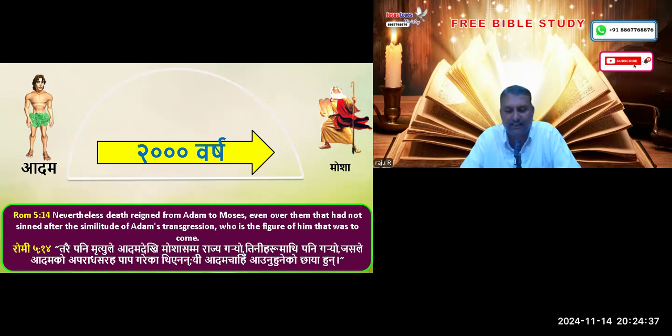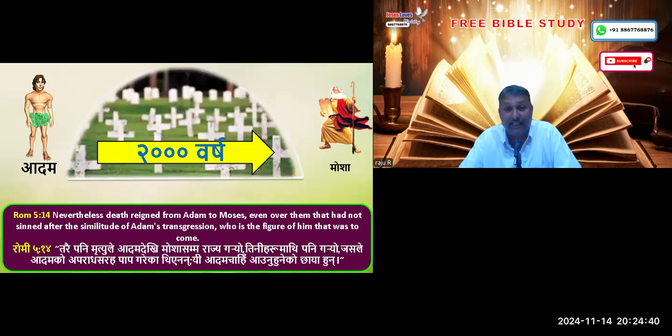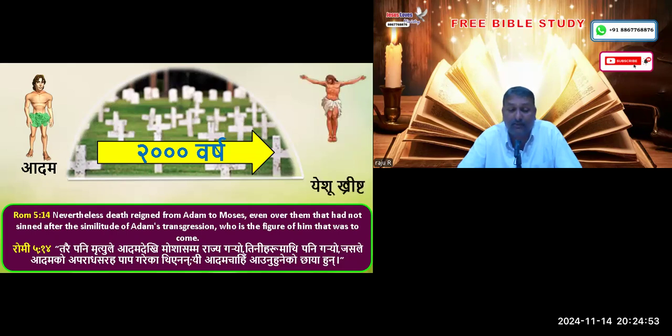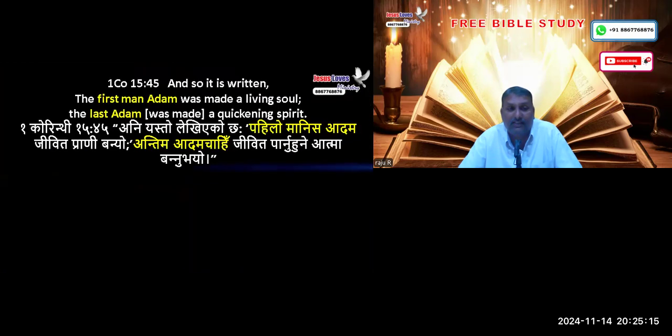So this verse clearly says that everybody in this world is dying in Adam. They inherited this sin through Adam. But at last, this verse says, he was a figure of a person to come. Now, who is that person? That person is our Lord Jesus Christ. So Jesus Christ came to this earth to pay a ransom, to die for us. Therefore, dear brethren, Jesus died for us.